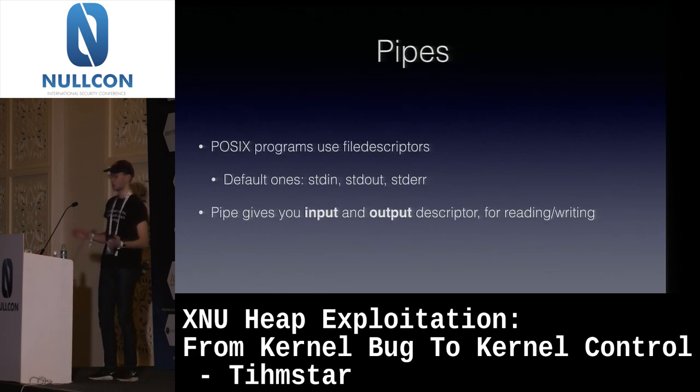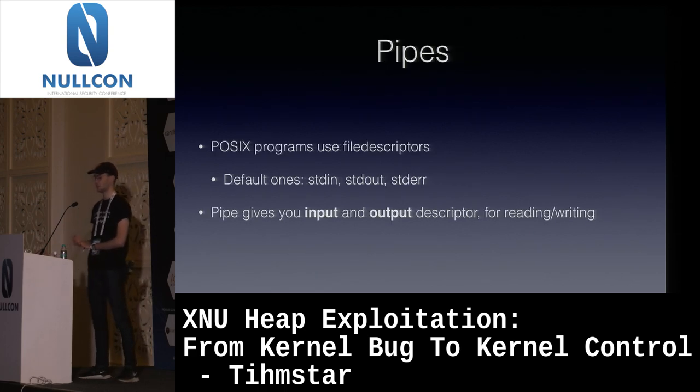So how does it actually work? POSIX programs, as you know, use file descriptors. The default ones: stdin, stdout, stderr. Pipes give you an input and an output descriptor for reading and writing. So you write into the writing end, and you can read from the reading end.